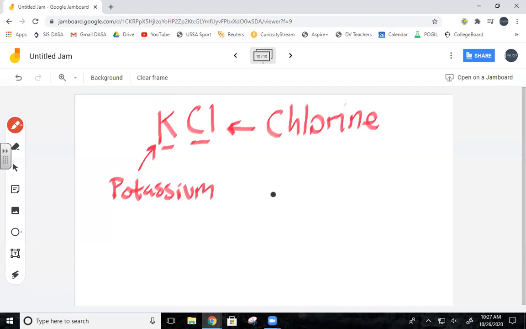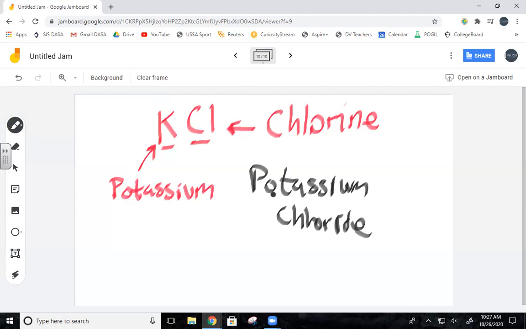The name of this molecule is potassium chloride. Oh, I screwed that up, but whatever. Chloride. Potassium chloride. Oh, yeah, KCl. What was the nomenclature? Chemical nomenclature. So potassium chloride, all right?